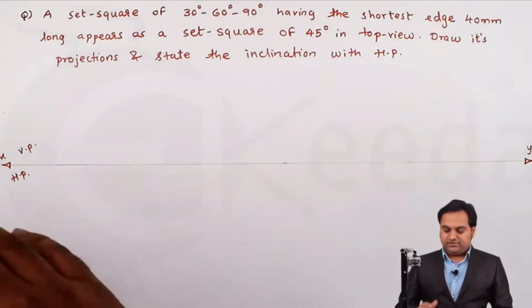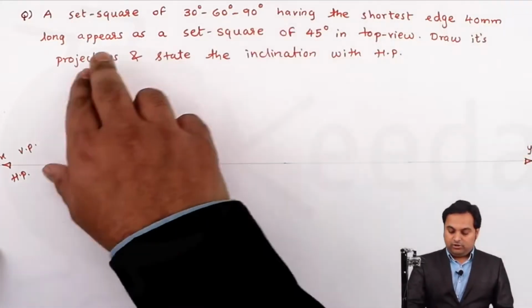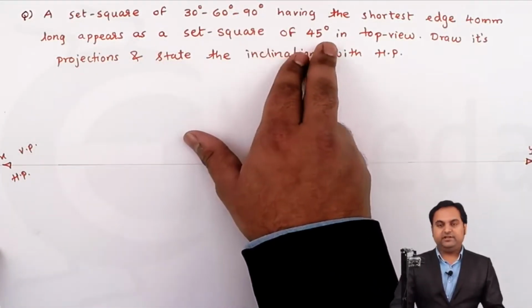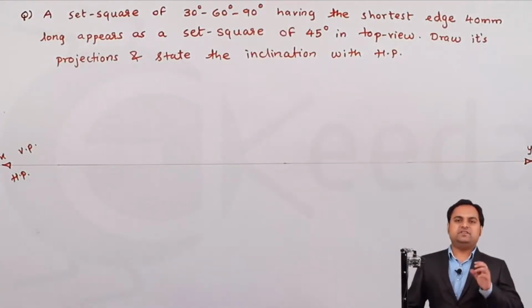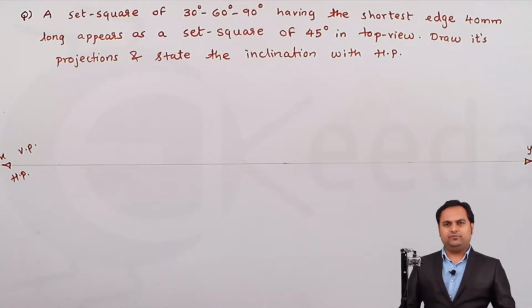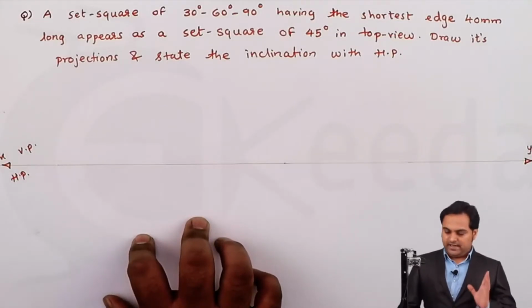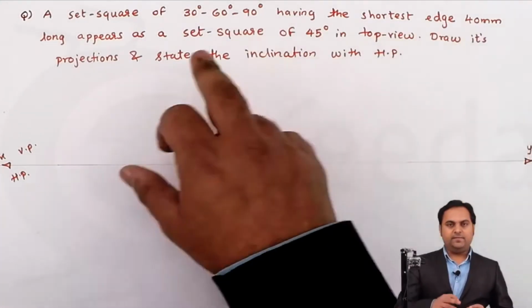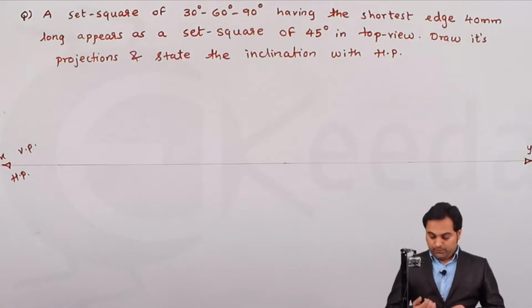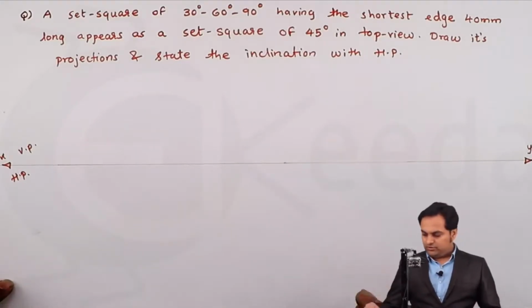The condition is set square of 30, 60, 90 degree having shortest edge 40 mm long appears as a set square of 45 degree in the top view. So if it is appearing as a set square in the top view, it means by first angle method of projection that set square should be there in HP. So the initial condition would be to draw the set square in HP and having the shortest edge 40 mm long. So the shortest edge will be in HP, or in other words the entire set square will be in HP. So I'll start drawing that.